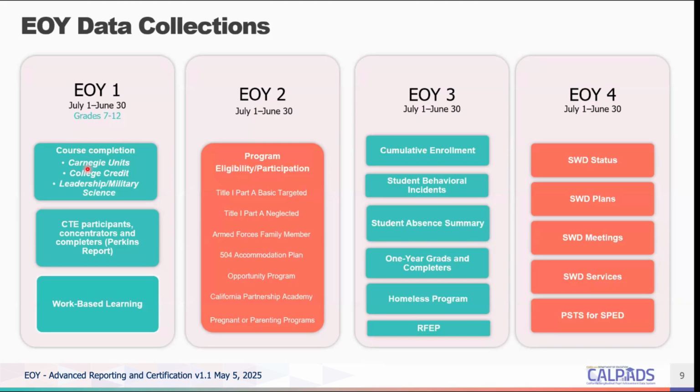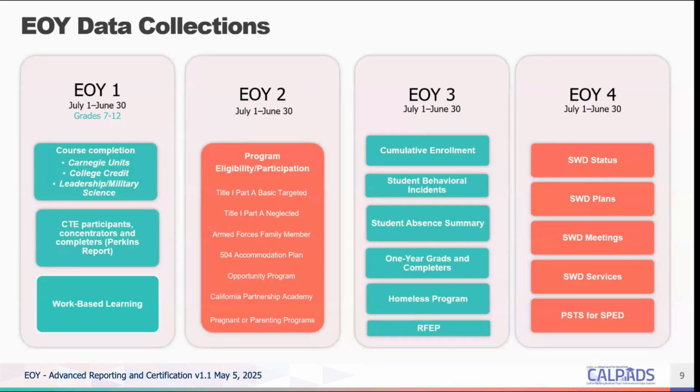But for grades 9 through 12, you do want to submit your course completion, including Carnegie units, college credit, leadership, military science data, as well as your CTE participants, concentrators, and completers. And these are related to Perkins reporting. And also, you would be submitting your work-based learning data if any of that is available.